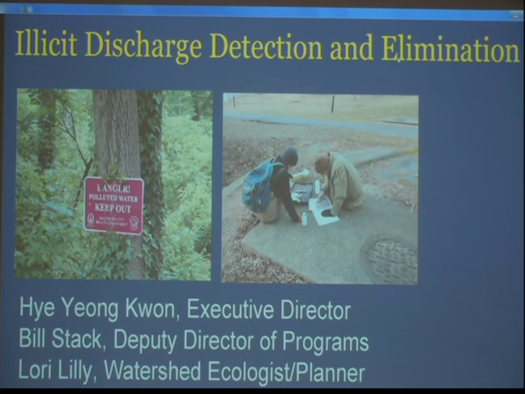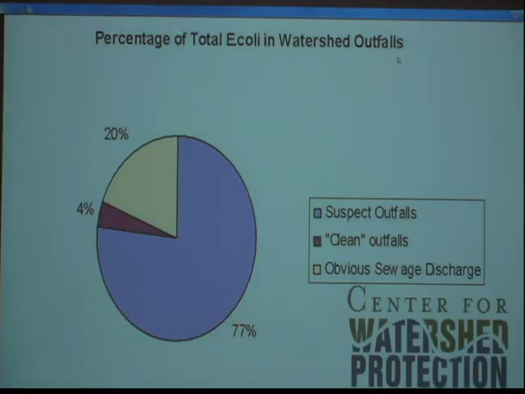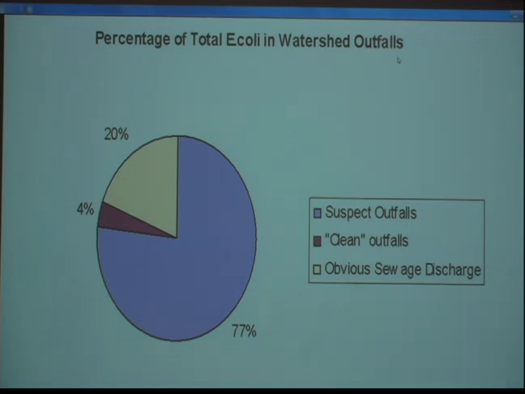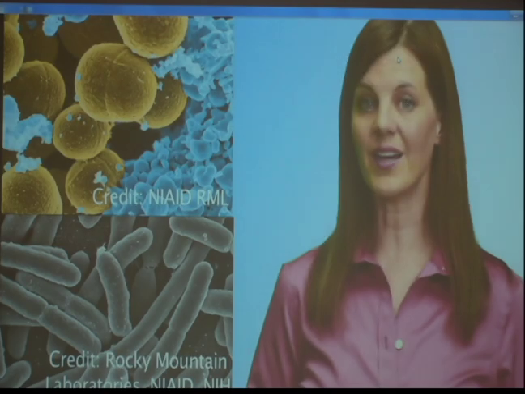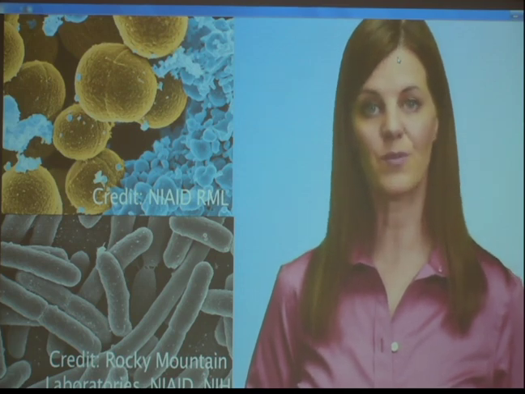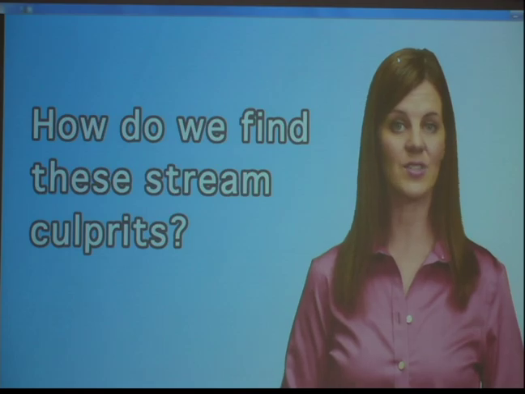It's like being a stream detective. Recent analysis conducted by the Center for Watershed Protection for one local government attributed nearly 100% of nutrient pollution in the local watershed to outfalls with potential illicit discharge problems. Samples exceeded certain indicator thresholds, which means they're much more likely to contribute unacceptable levels of potentially harmful bacteria and pathogens. So how do we go about finding and fixing these hidden stream culprits?